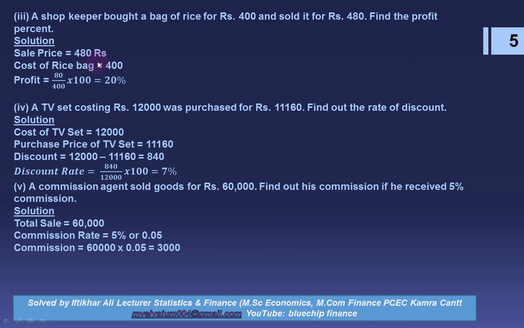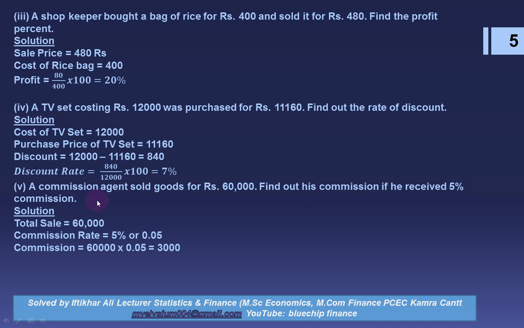Sale price is 480, cost price is 400, and profit is 80. So 80 divided by the base price multiplied by 100 equals 20%. A TV set costing rupees 12,000 was purchased for rupees 1160. Find out the rate of discount. First of all, cost of the TV is 12,000, purchase price of the TV set is 1160, and how much discount is given? 12,000 minus 1160 equals 840, and 840 divided by base multiplied by 100 is 7% discount rate. Question number 5.